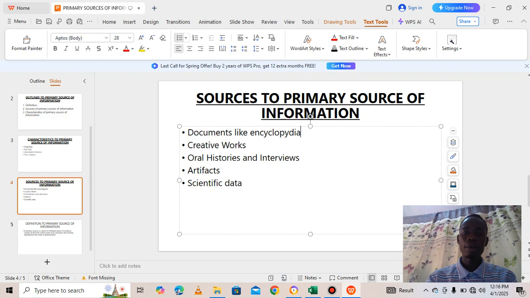Creative works here come in like other people's work where someone comes up with something very creative. We have oral histories and interviews. We have artifacts and then scientific data. Now an example of scientific data, when you're doing maybe findings about a food test, those colors, maybe when you're testing for starch, starting from green, yellow, pink and orange. So those transitions, you're getting the clear fact based on the event that you're getting and you're seeing from the thing.